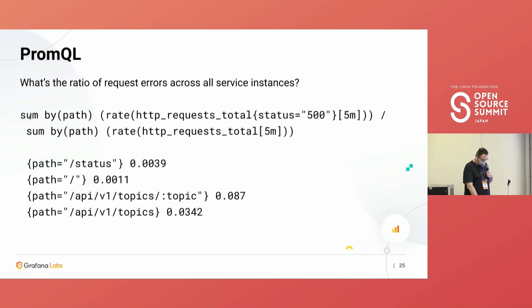Basically, I summarize by path. Path is this label here. How many requests do I get per second over the last 5 minutes, which have a status of 500, which is HTTP error. And then I divide this by all the requests per second over the last 5 minutes. And then a random service might give me this as my response. So you can do really deep analysis. And as you can see, you don't need to know about what systems exist or anything. You just run the query. And no matter if you have 1 or 10,000 systems, all the computation happens automatically.